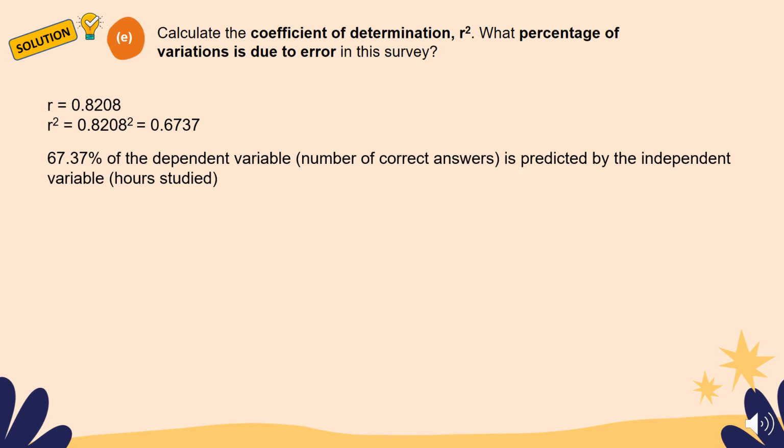In order to solve the second question here, what percentage of variation is due to the error? We subtract 67.37% from 100%. That gives the value of 32.63%. That percentage represents the variation due to the error in this survey. So that answers the question of R squared and also the percentage of variation due to the error.